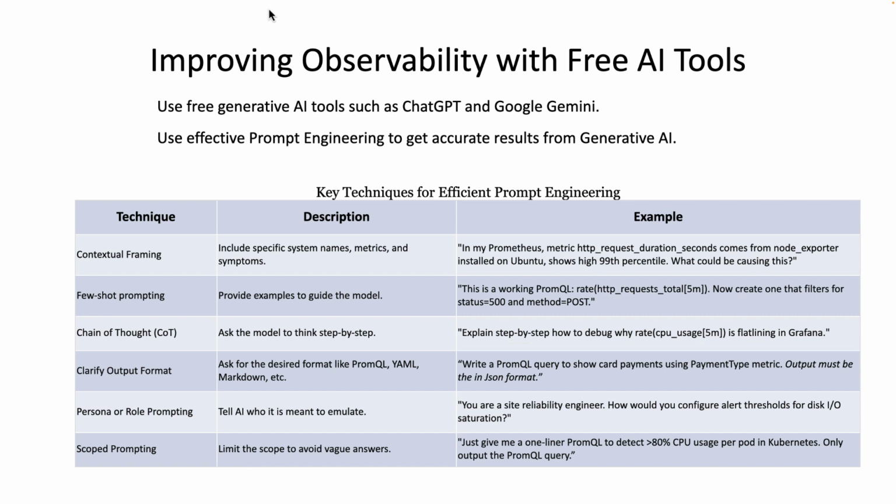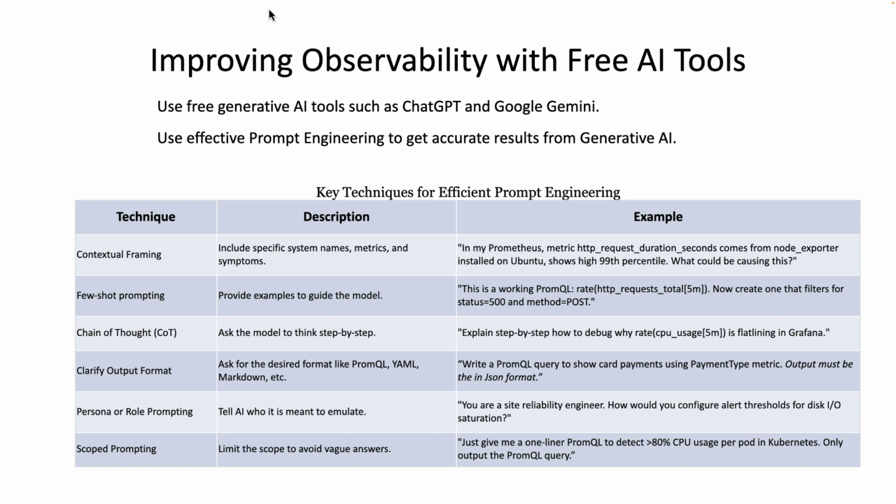The next technique is clarifying the output format, which means that we ask for a desired format like PromQL, YAML, Markdown, JSON, and things like that. This is specifically useful if you want to use an API and you need the response to be in a specific format. For example, we can say, write a PromQL query to show card payments using payment type metric. Output must be in the JSON format.